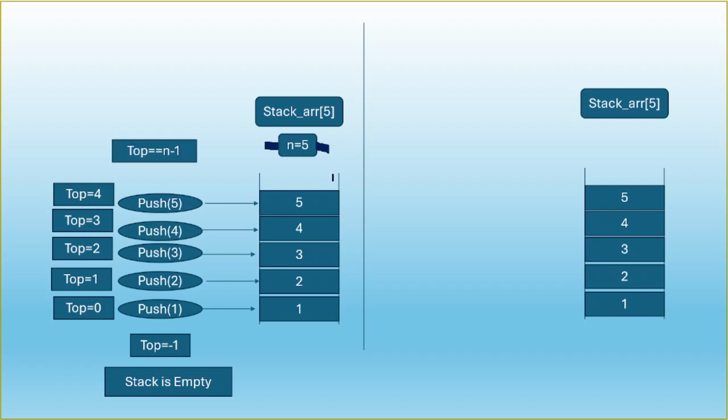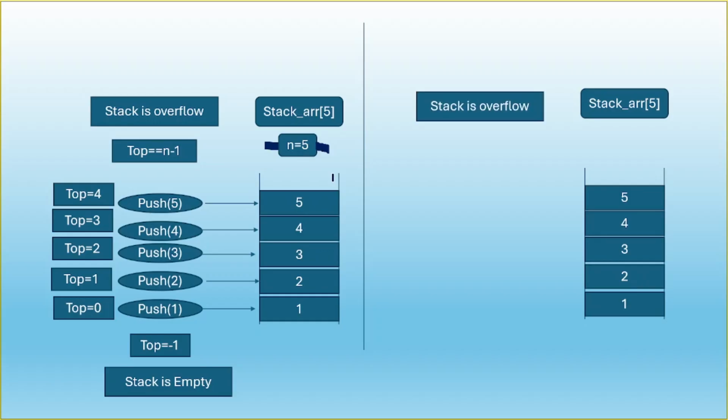So here now we will check whether top is equal to n minus 1. Now tell me, what is the current value of top? 4. What is the value of n minus 1? 5 minus 1? 4. So when top is equal to n minus 1, it means that the stack is overflow. Is this clear?